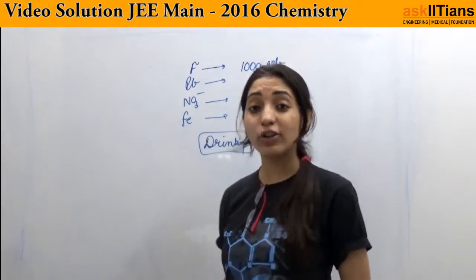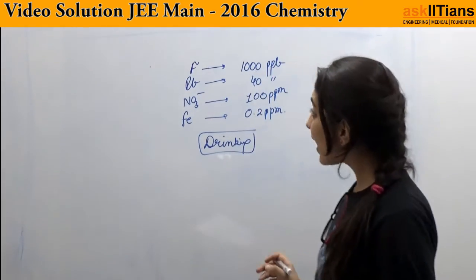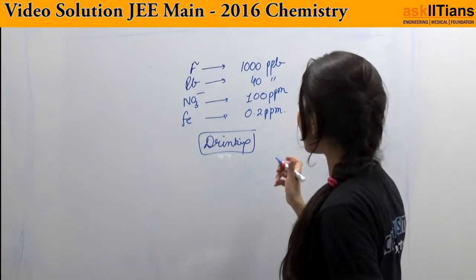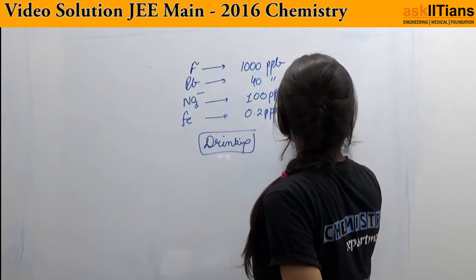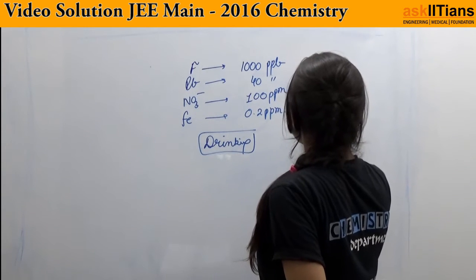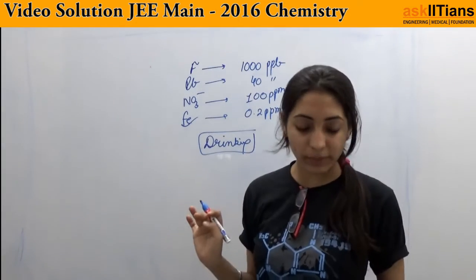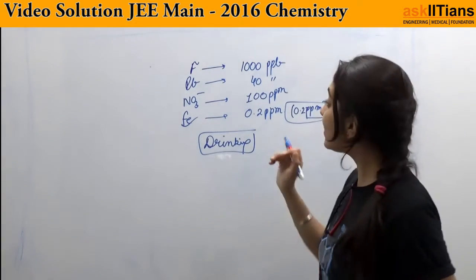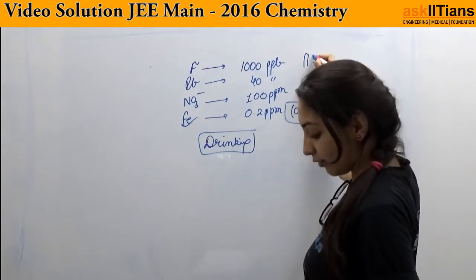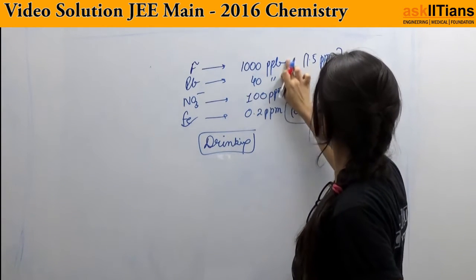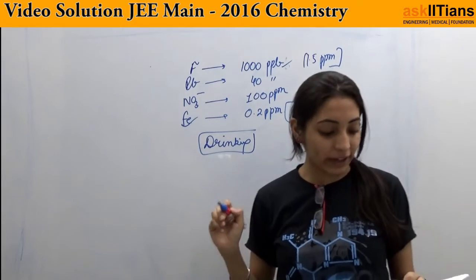And if I am not wrong, you must be aware that for iron, the maximum concentration that has been given to us is nothing but 0.2 ppm. So this is the maximum concentration you need to keep in mind, and hence this is the correct option. So this can be suitable for drinking. But for fluoride, the concentration should be 1.5 ppm. So this is also less concentration, and hence this can also be suitable for drinking.